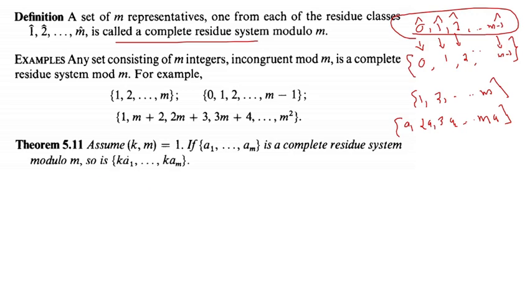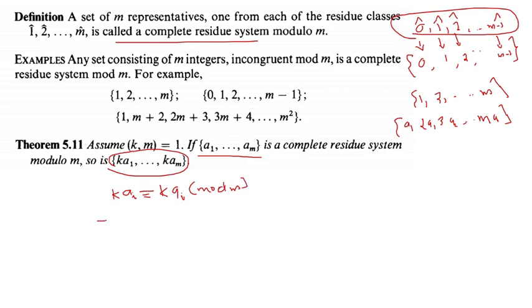Next theorem: assume GCD of K and M is equal to 1. If the collection A1, A2, etc., AM is a complete residue system modulo M, so is KA1, KA2, etc., KAM. So it's enough to show that the elements KA1, KA2, etc., KAM are incongruent modulo M. So we assume that they are congruent: KAi is congruent to KAj mod M.